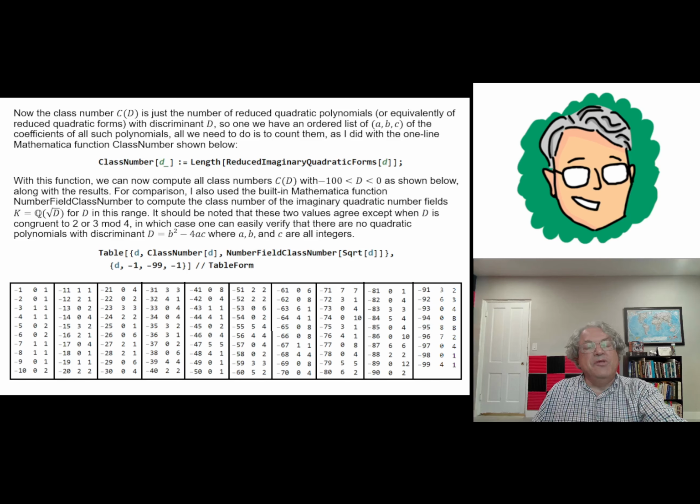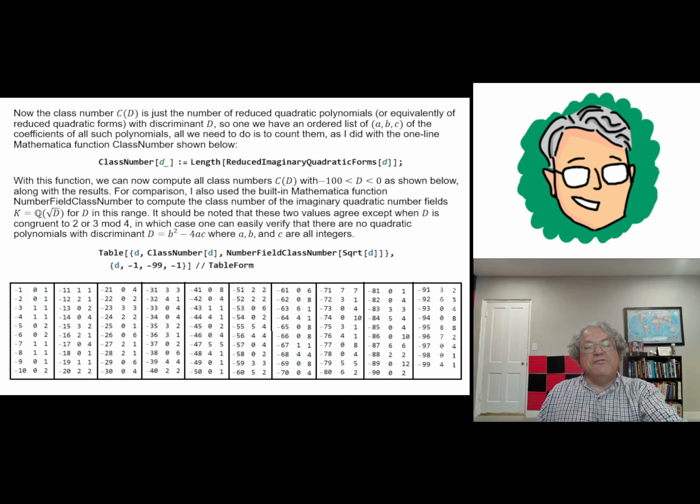Anyway, just for comparison, I'm showing the NumberFieldClassNumber, the built-in Mathematica function, but we should only be looking at the ones where d is either 0 or 1 modulo 4. In other words, minus d is either 0 or 3 modulo 4. For the other cases, the way I'm computing it, the value is 0. You'll notice there are a lot of entries in this table that are 0 in the second column, like -1, -2. Specifically, all the ones where the discriminant is 2 or 3 modulo 4, because those aren't defined, and you always get a class number of 0 the way I'm computing it.